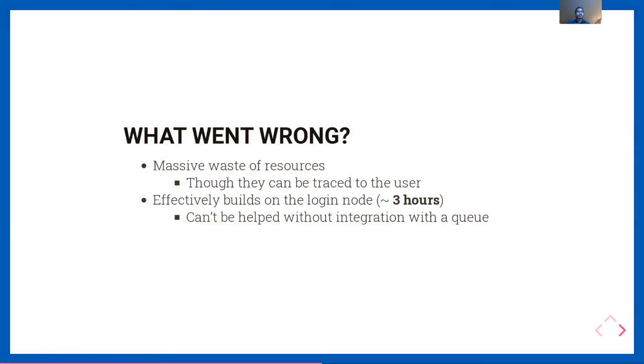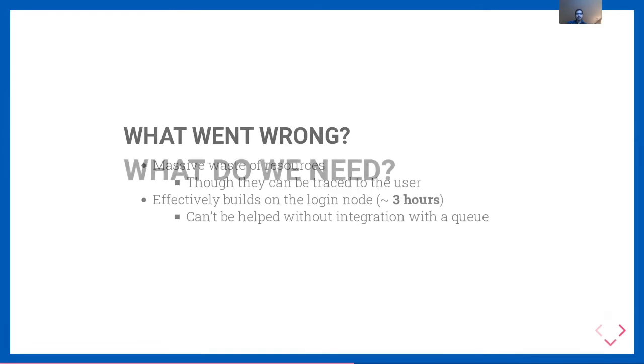So what went wrong? Well, if you follow along the methodology, which I covered in the post, then basically, you can't utilize the cache, and you're basically running on the login node, and you're wasting a lot of resources. Yes, these resources can be tracked down to you. You can be censured for it, so in that sense, you're still responsible. But it's not great, right?